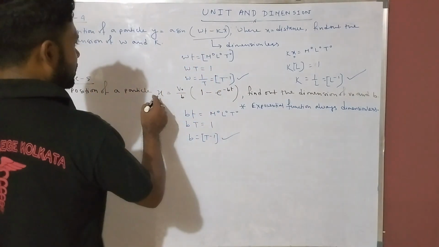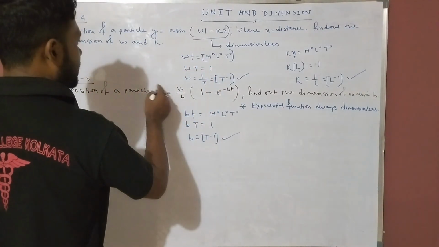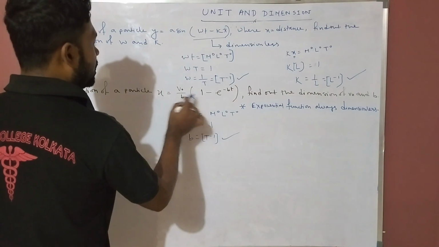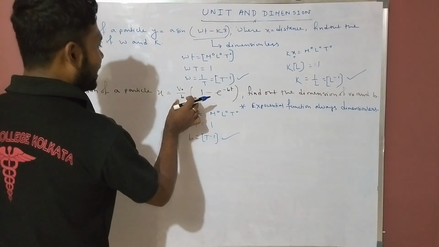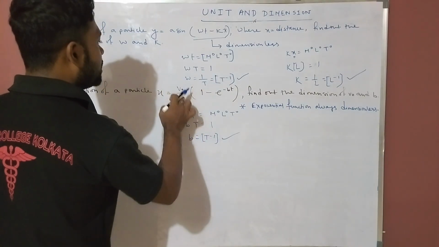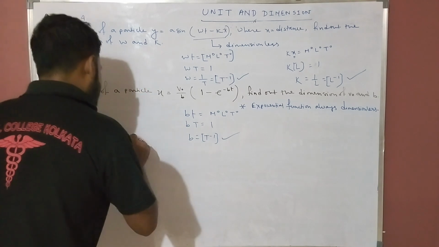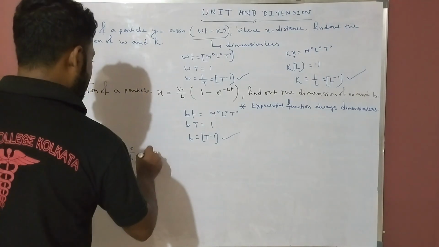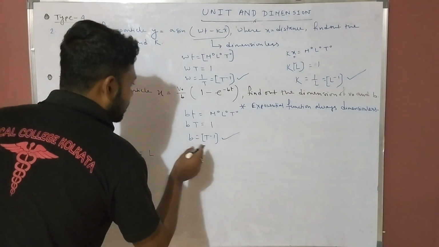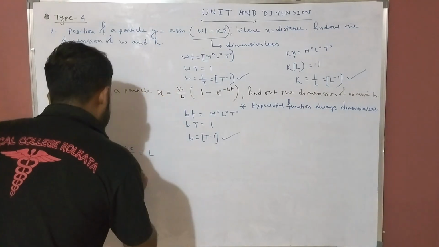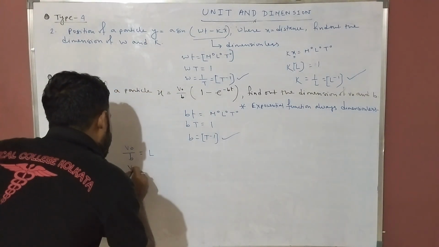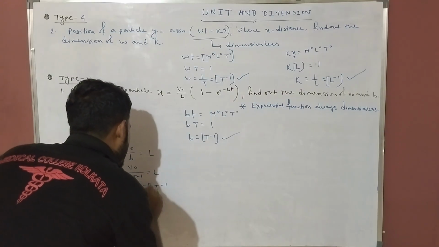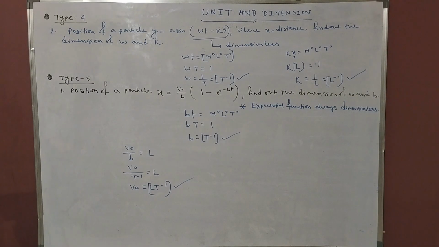Now this is distance. Position of a particle means distance. So if we multiply this term with this, we will get two terms, v naught by b minus v naught by b e to the power minus bt. So individually, v naught by b will be distance. So we can say L, and already we have got the dimension of b. So putting this value here, v naught by t to the power minus 1 is equal to L, v naught is equal to L t to the power minus 1. This is the dimension of v naught.